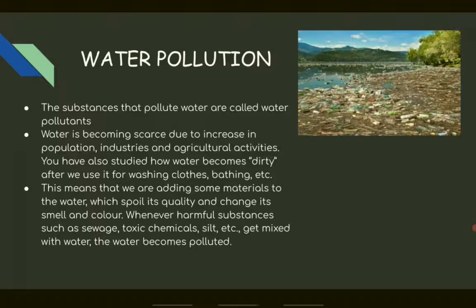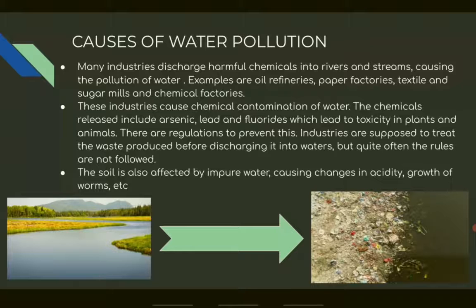It means that we are adding some materials to the water which spoil its quality and change its smell and color. Whenever harmful substances such as sewage, toxic chemicals, silt, etc. get mixed with water, the water becomes polluted. This is called water pollution. Now let us see the causes of water pollution.